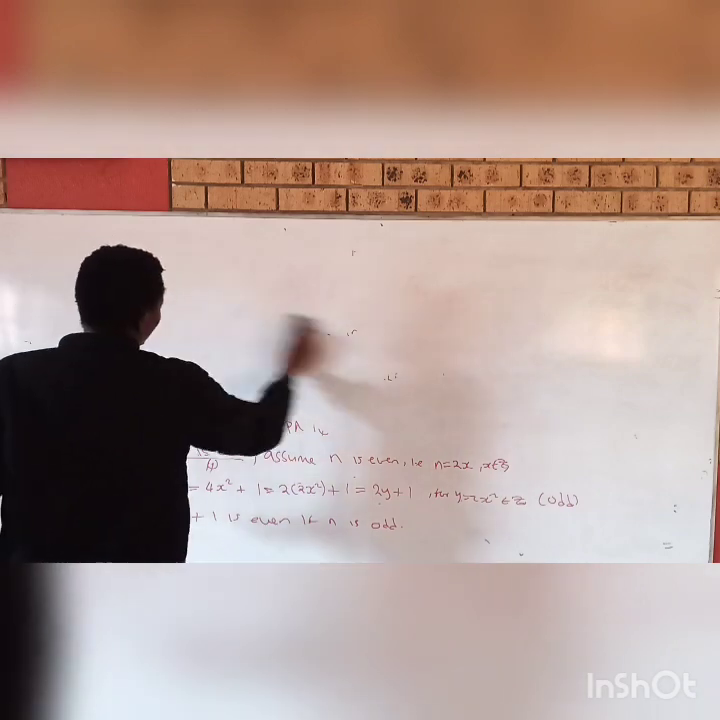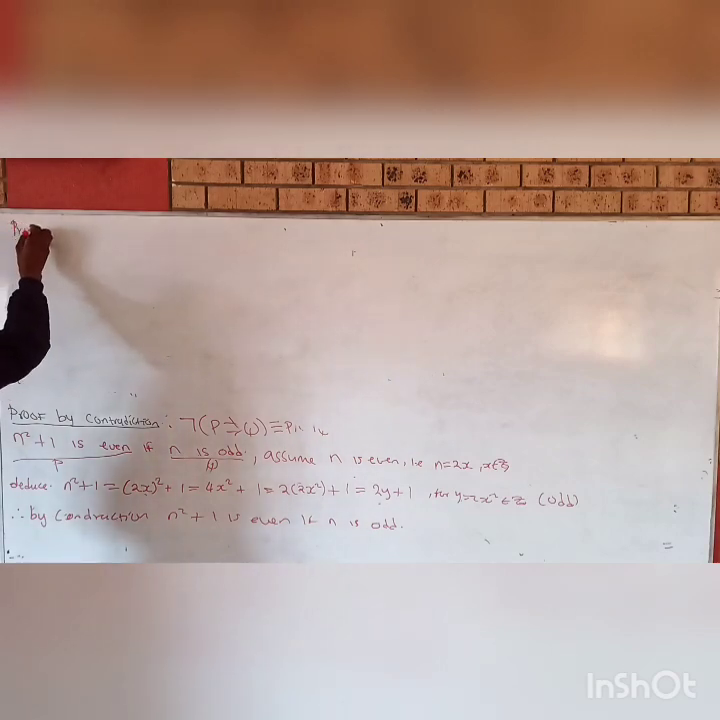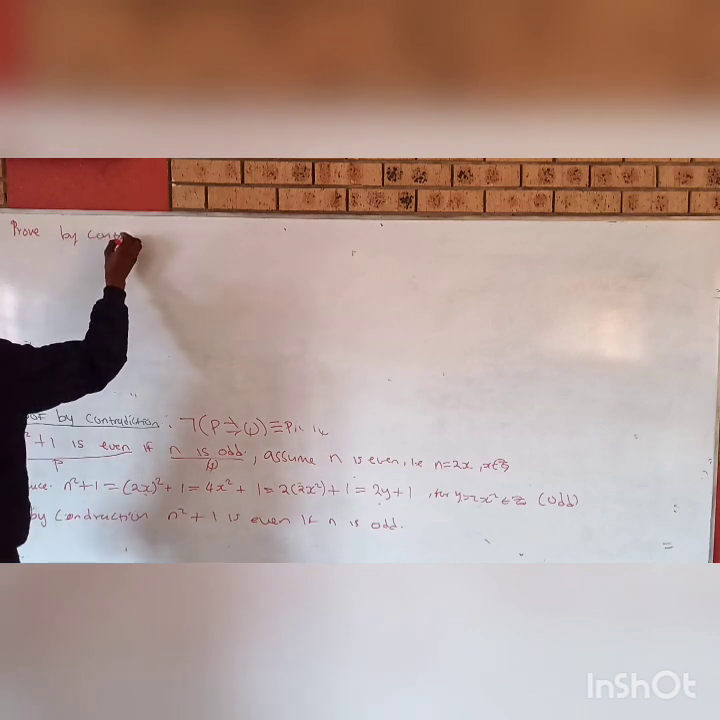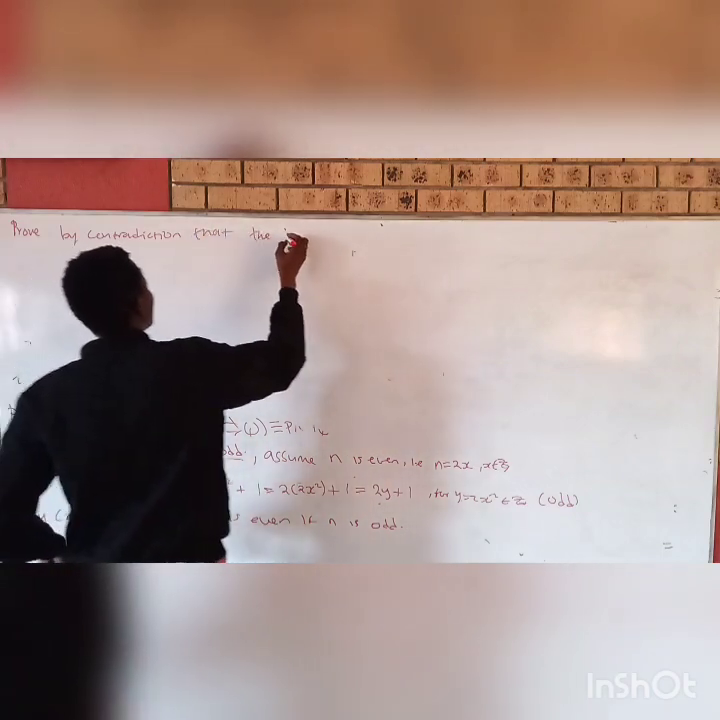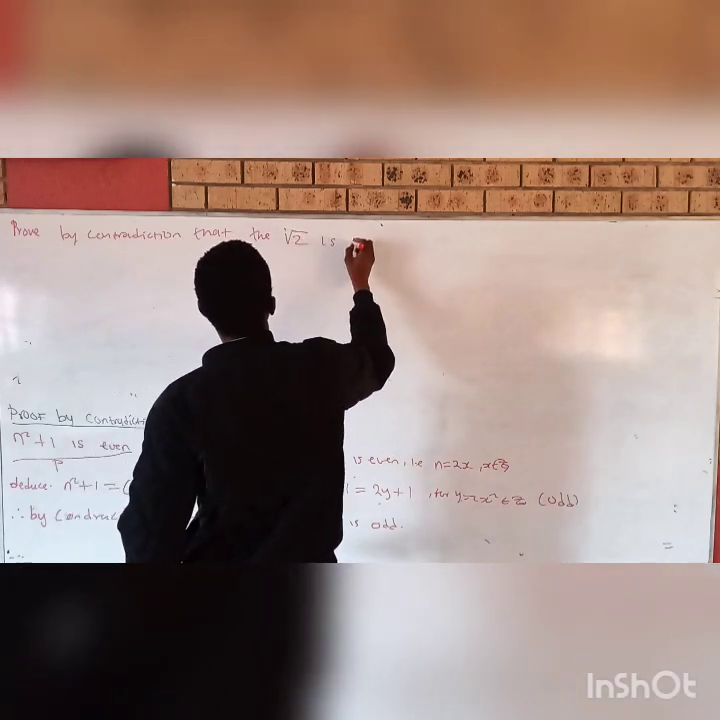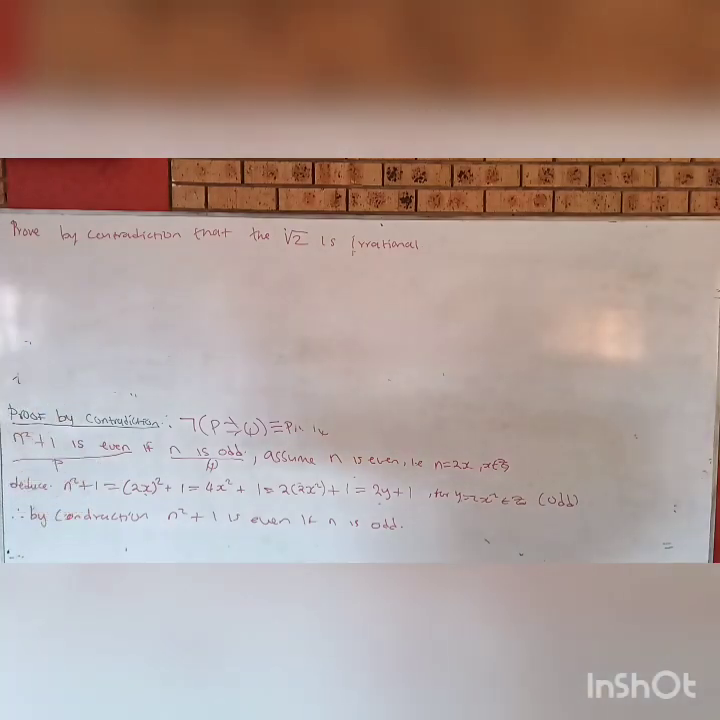So I want to give you a question. You go and try it now. Prove by contradiction. I give you a hint: you assume the square root of 2 is rational. Then you know rational can be written as A over B, where A and B are the smallest. Then you'll show that it will contradict it being irrational. Then you conclude.